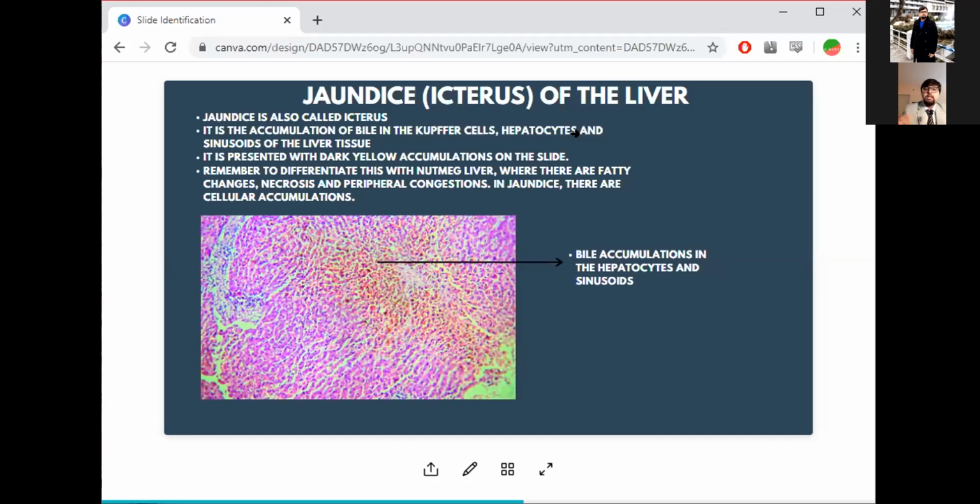But in order to understand this slide, I want to see what bile actually is. So when you look at bile in jaundice, it is basically the accumulation of bile in the Kupffer cells, hepatocytes, and the sinusoids of the liver tissue. Now, look at this part of the slide. Ignore this for a second. Look at this part on the left-hand side.